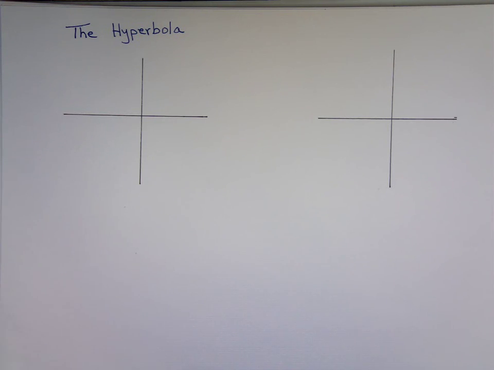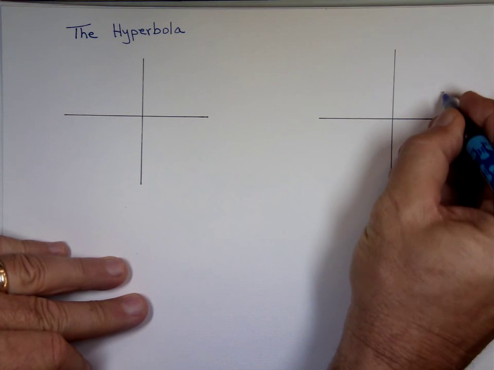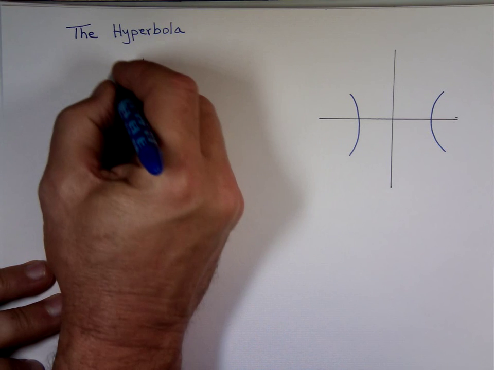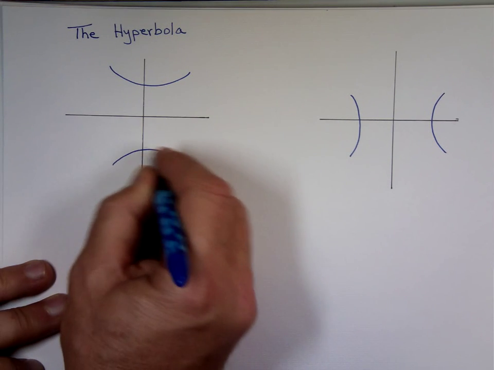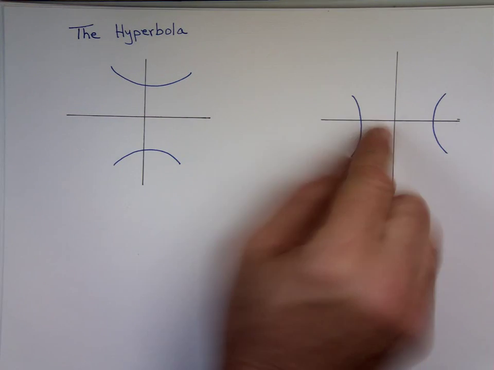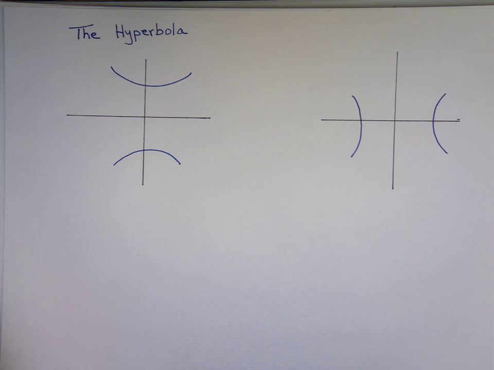So your graph is either going to look like this, or it's going to look like this. That's where your graph is going to be, two pieces. Before we looked at the parabola, but it was centered at the origin all the time. So it's like having two of them.